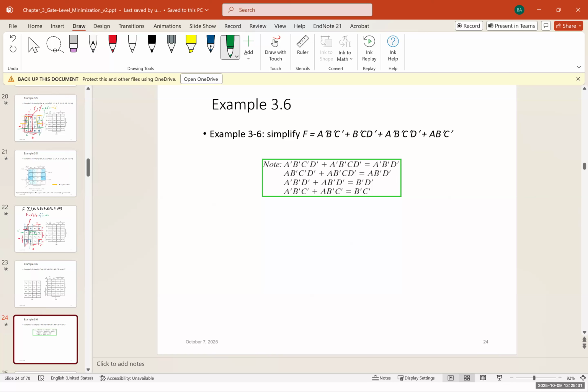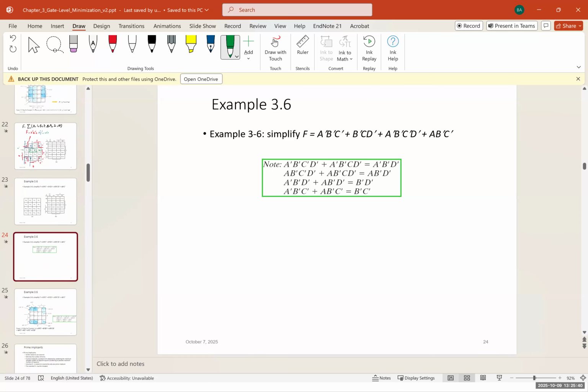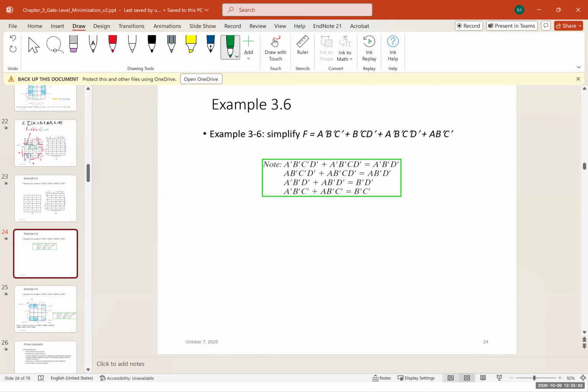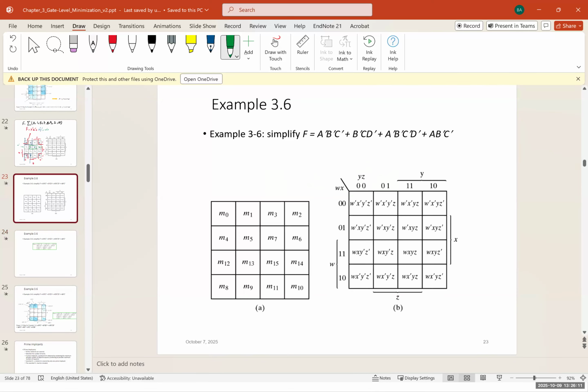A prime B prime C prime D prime plus A prime B prime C D prime gives us A prime B prime D prime. And A B prime C prime D prime plus A B prime C D prime gives us A B prime D prime. And A prime B prime D prime plus A B prime D prime gives us B prime D prime. And A prime B prime C prime plus A B prime C prime gives us B prime C prime. And we can use these theorems and postulates to solve it, and you can see it's going to be very, very difficult. But let's try and solve it using just a K-map.